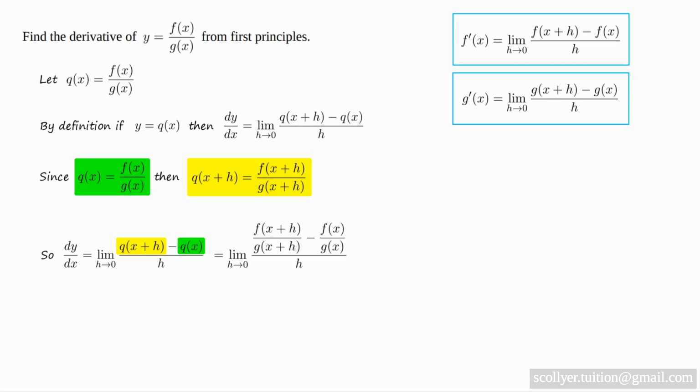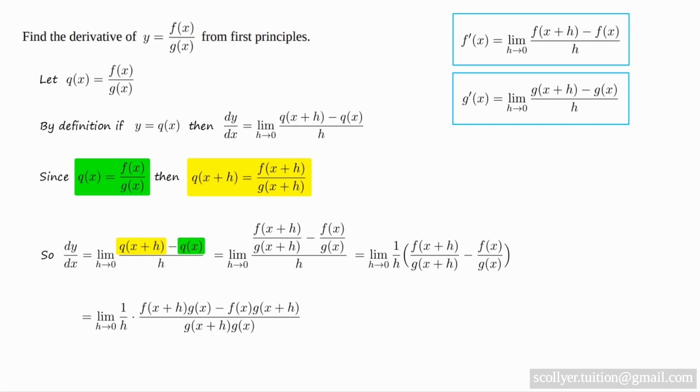to obtain this expression, which we can rewrite as the limit as h tends to 0 of 1 over h times the numerator. And on combining the two fractions in the brackets into one with the common denominator, we obtain this expression. As it stands, this complex expression is not particularly useful, so the question is, how can we expand it? And we want to expand it in terms of f dashed of x and g dashed of x.